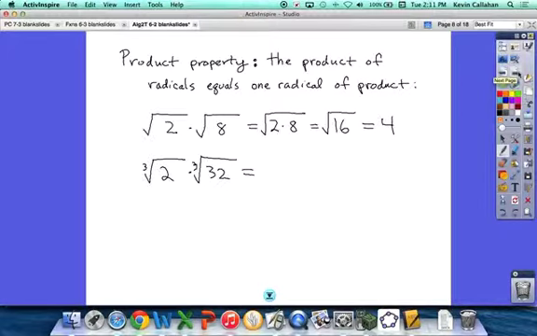The product property says if you have the product of radicals, you could make that one radical of the product. So in the first line here, the square root of 2 times the square root of 8 can be turned into this one square root of 2 times 8. Now, the 2 times 8 is 16, so the square root of 16 simplifies. The square root of 2 didn't simplify, and the square root of 8 didn't simplify, but the square root of 16 does. So sometimes by combining, you're going to get some simplification that you wouldn't have gotten before.